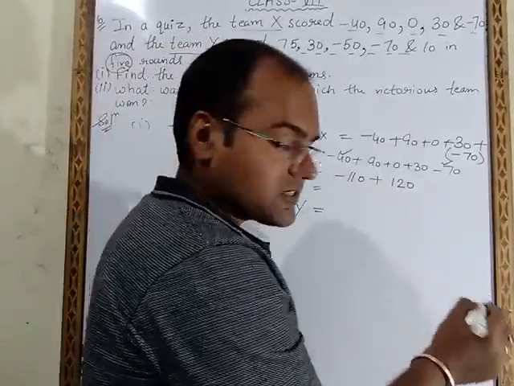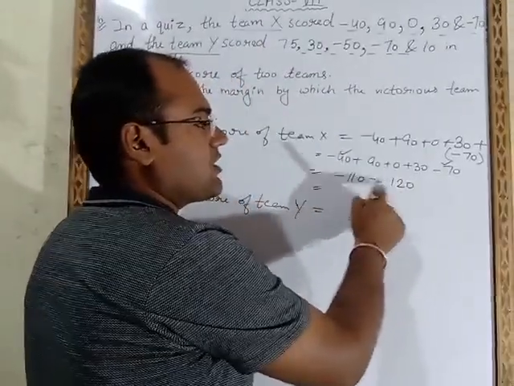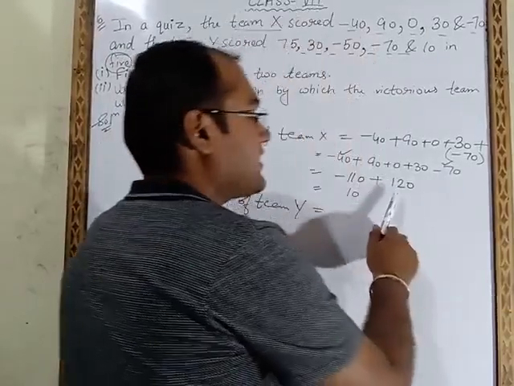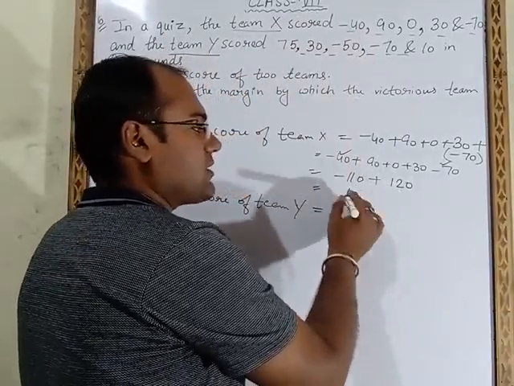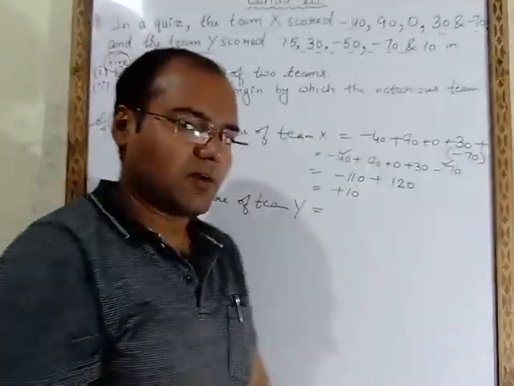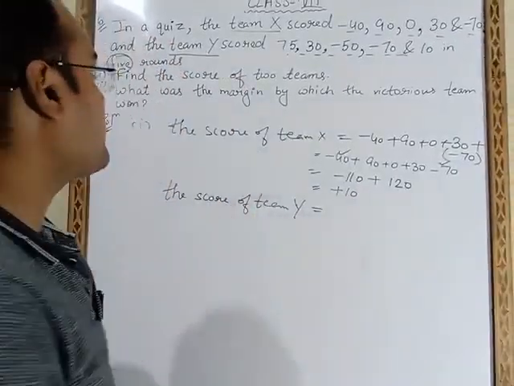Minus plus minus, so we have to subtract these two. 120 minus 110, answer will be 10 marks. But which one is greater? 120 is greater. 120 is having plus sign. So score of Team X is plus 10 marks. Now we will find the score of Team Y.